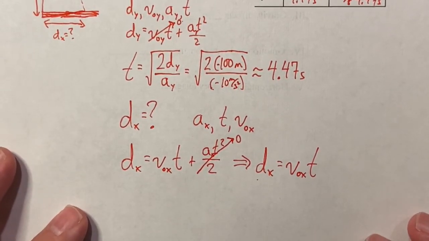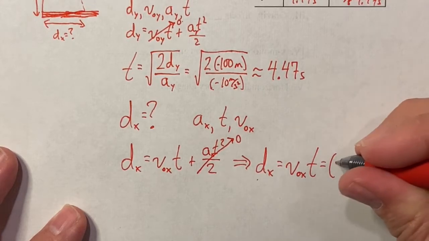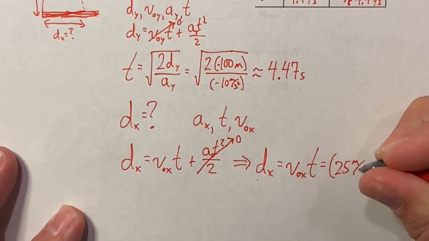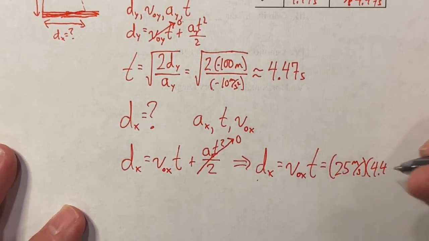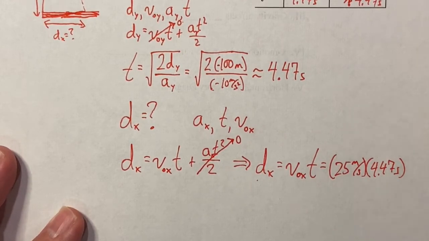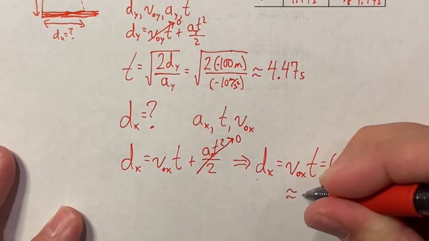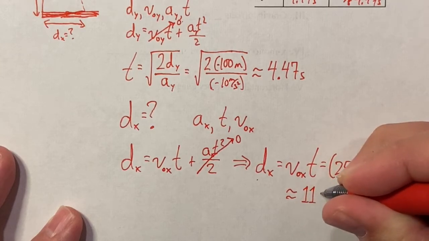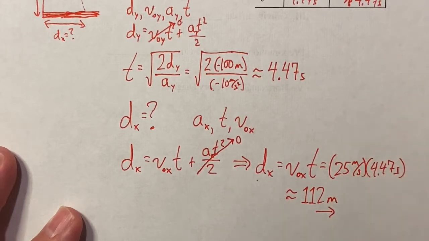All right, so since displacement is our unknown, I will go ahead and put in my numbers there. 25 meters per second and about 4.47 seconds. And when I multiply that, I get roughly 112 meters in the x direction.